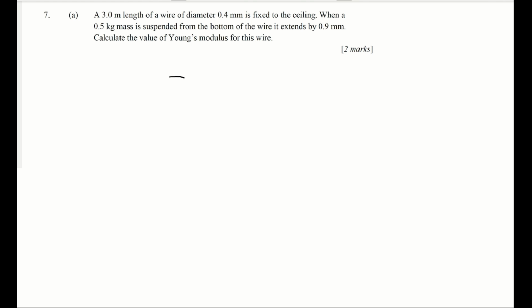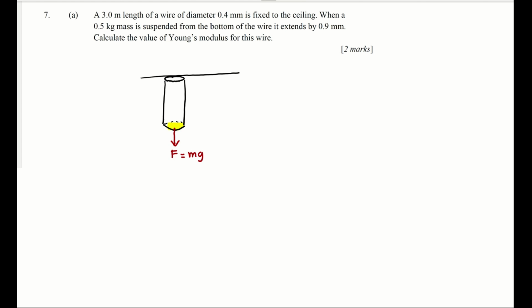So let's say we have a wire. You need to calculate the cross-sectional area of the wire. Let's say this is the ceiling, and then we put a mass here. So the force exerted on the cross-sectional area here is equal to the weight of the mass, which is mg.